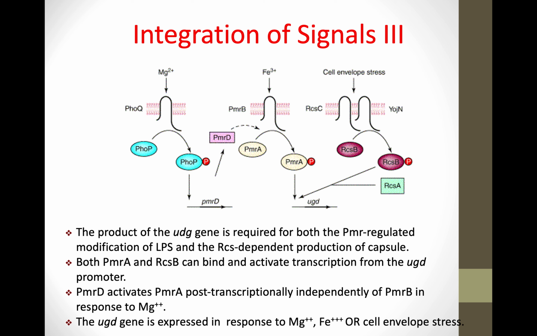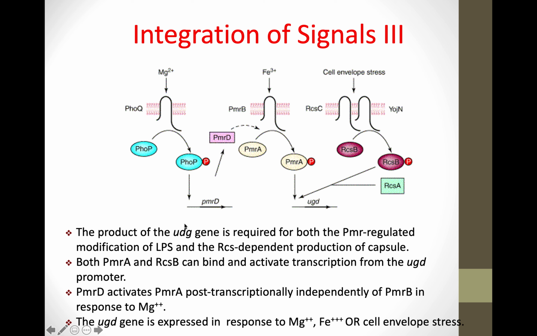In the third kind of signal integration, we basically have three two-component systems, and the list could go on and on and on. But don't worry, I'm only giving you up until three plus another one which is on the phosphorylase. So for this case, the product of the UGD, which is over here, the final product, is required for both the PMR regulated modification, so from here to here.